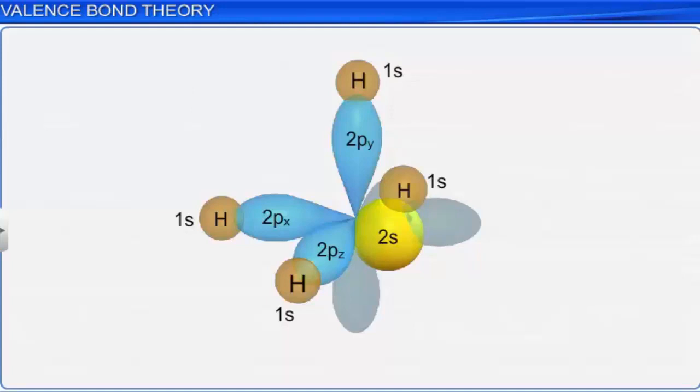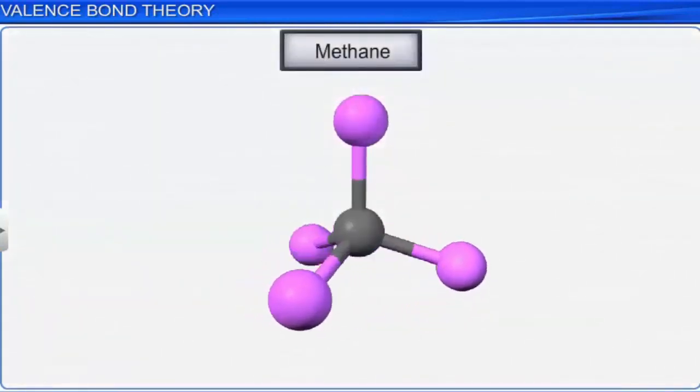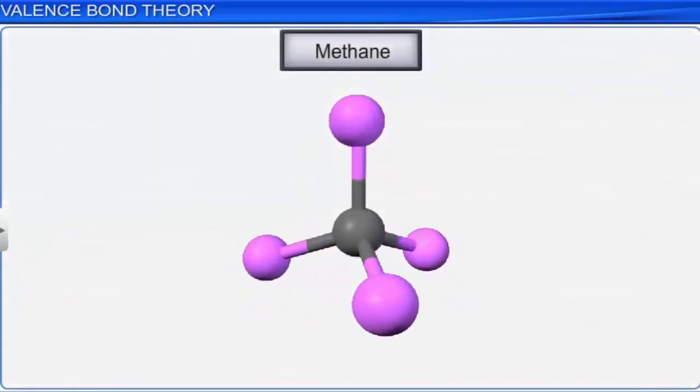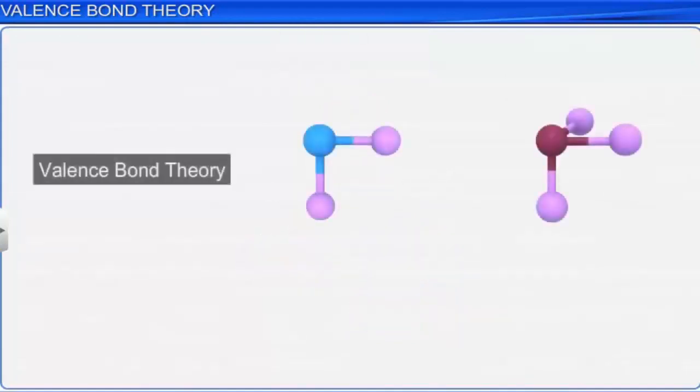This means that all the 4 CH bonds in methane are not identical. But experimentally it is observed that all the 4 bonds are exactly identical in all aspects and are oriented at a bond angle of 109.5 degrees. Similarly, valence bond theory cannot account for the correct bond angles in water and ammonia.